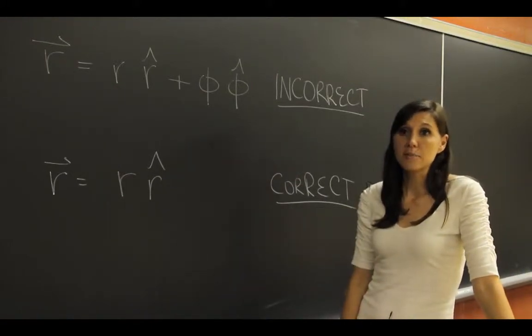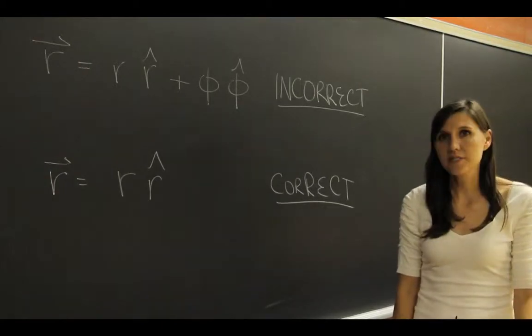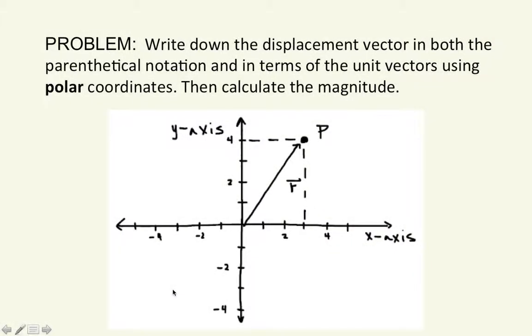Now that we've defined the displacement vector in polar coordinates, let's try some exercises using what you have learned. Okay, let's do the same problem that we did before, except this time let's use polar coordinates. So again, I want you to write down the displacement vector in both the parenthetical notation and in terms of the unit vectors, but this time I want you to use polar coordinates. And again, also calculate the magnitude. Go ahead.